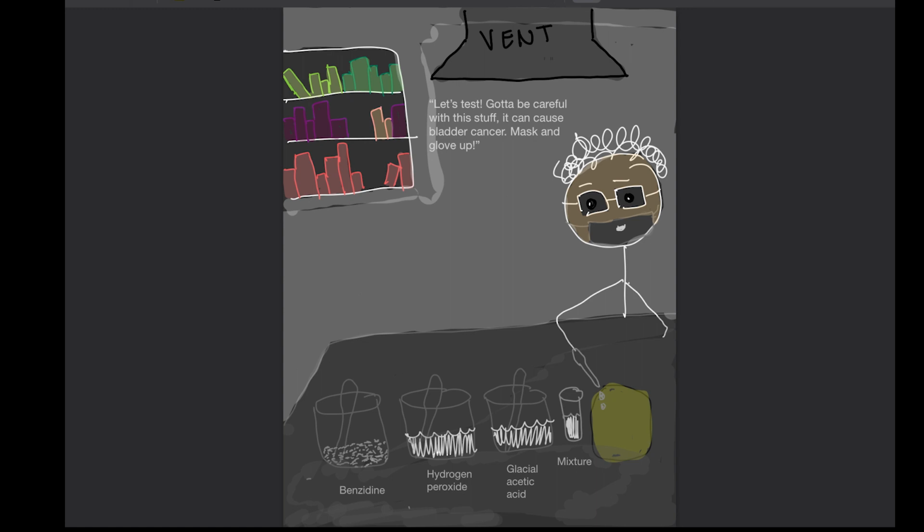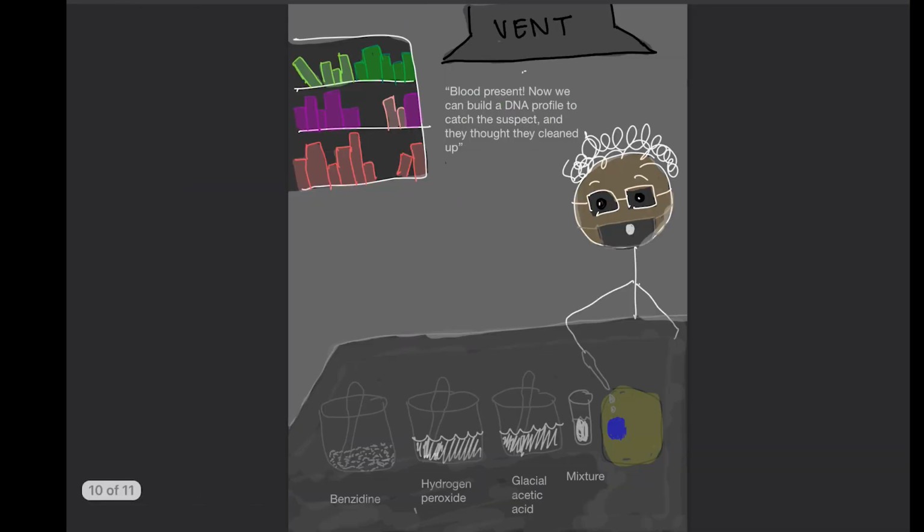Then the forensic scientist says, "Let's test. Gotta be careful with this stuff. It can cause bladder cancer. Mask and glove up." Then using the chemicals mentioned before, benzidine, hydrogen peroxide, and glacial acetic acid, mix those together, and then add a couple drops to that sample of fabric from the crime scene. The scientist says, "Blood present. Now we can build a DNA profile to catch the suspect. And they thought they didn't clean up."